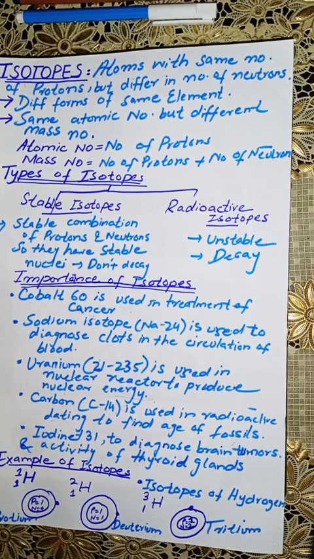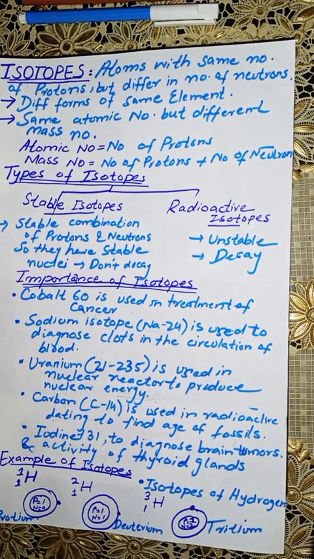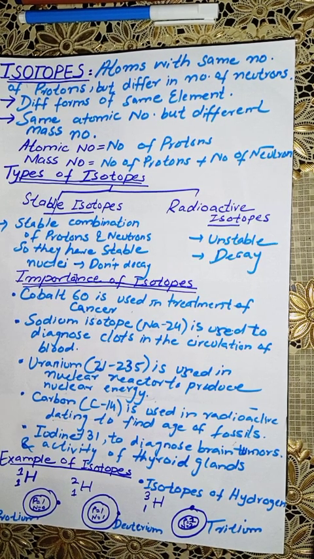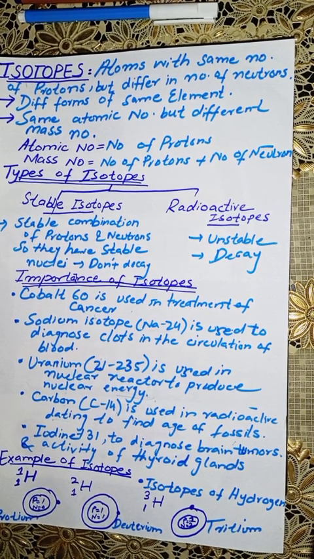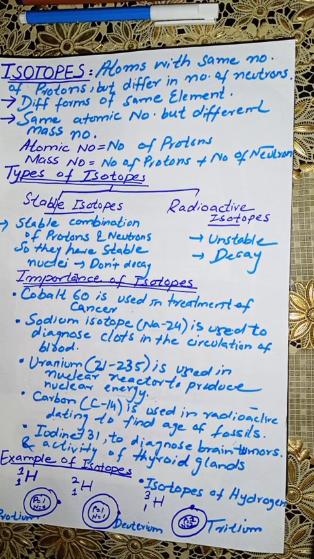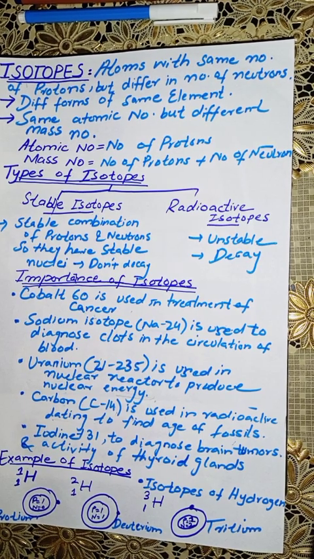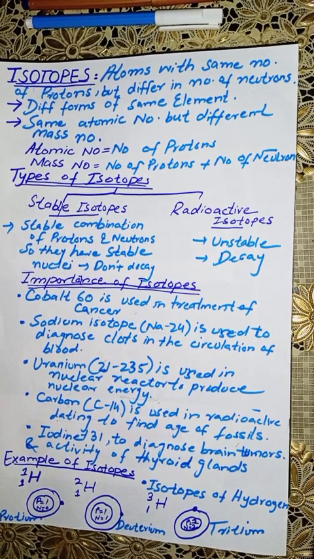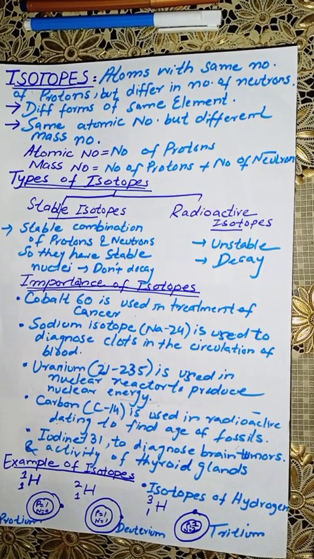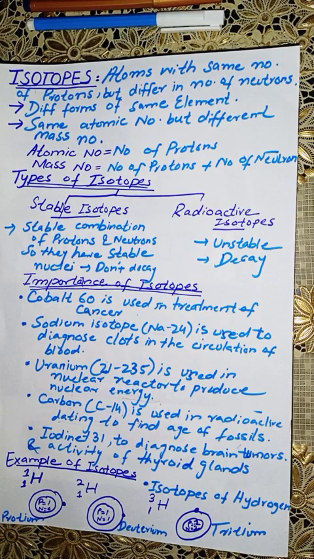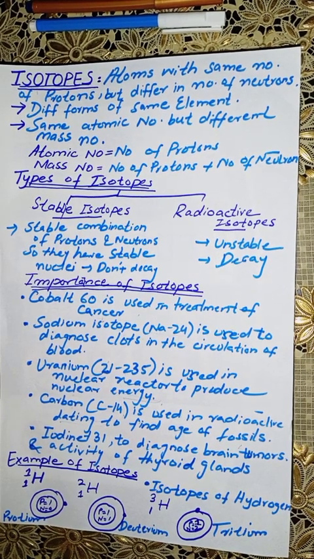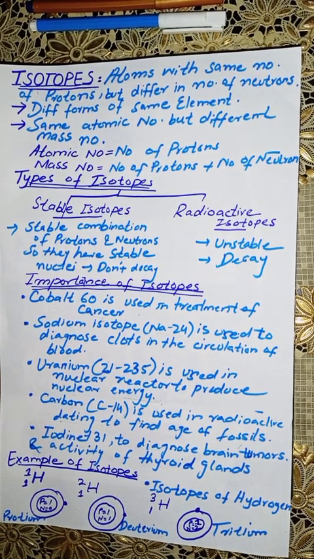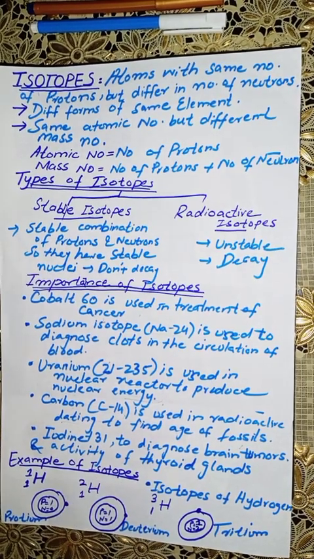These are some of the uses or importance of isotopes. Cobalt 60 is used in the treatment of cancer. Sodium isotope Na-24 is used to detect clots in the circulation of blood. Uranium 235 is used in nuclear reactors to produce nuclear energy. Carbon 14 is used in radioactive dating to find the age of fossils. And iodine 131 is used to diagnose brain tumors and the activity of thyroid glands.